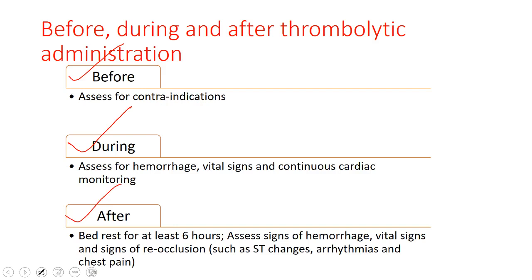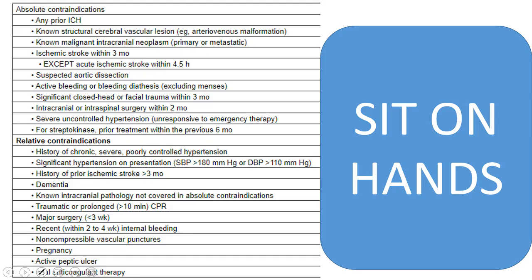Before you administer thrombolytics, you need to ensure that the patient doesn't have any of the contraindications. This is a very busy slide. The contraindications are absolute and relative. Forget about relative at your level, but at least it's essential that you keep in mind the absolute contraindications.